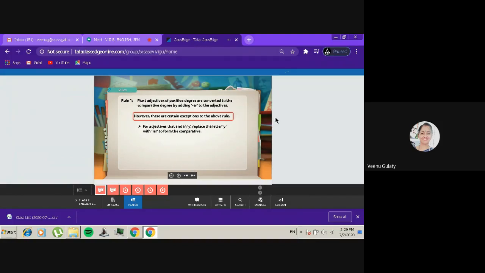Replace the letter Y with IER to form the comparative. Here are a few examples. Sleepy, sleepier. Funny, funnier. Easy, easier. Anyone else who can add one more example to it? Any adjective that ends with Y? Ugly. Yes. Ugly, uglier, ugliest. Very good. Anyone else? Simple. Happy. Dirty. Dirty, dirtier, dirtiest. Very good. Happy, happier, happiest. Excellent.